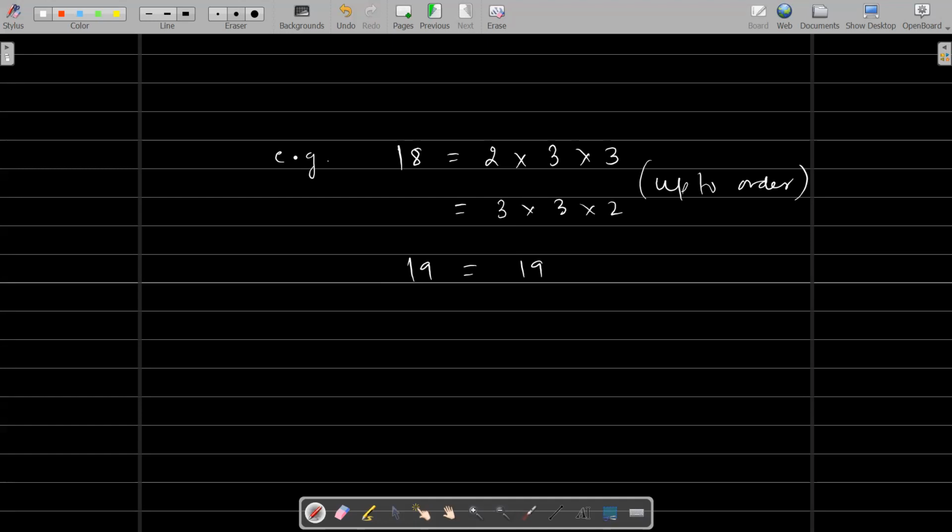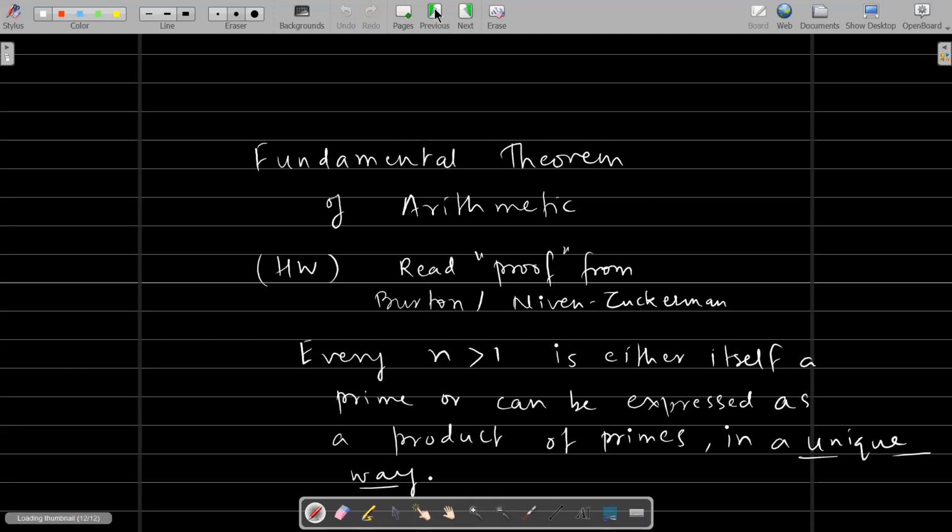So can you give the link for the proof? I can't seem to find it on Google. Both these books are available on Google. You search number theory PDF by Burton or Niven Zuckerman. Both are available on the internet. Or maybe if you want, you can simply search proofs of fundamental theorem of arithmetic PDF, and you'll get many proofs of that. Okay, sir.